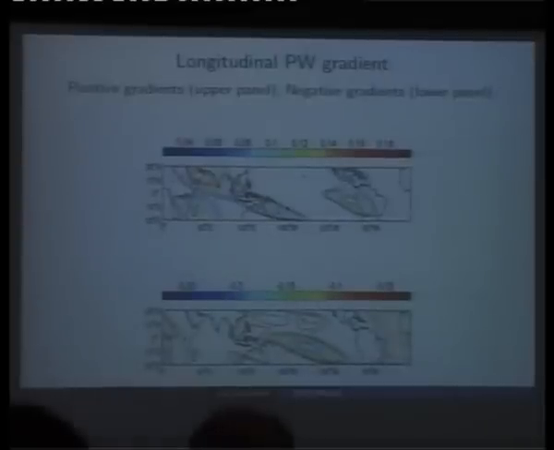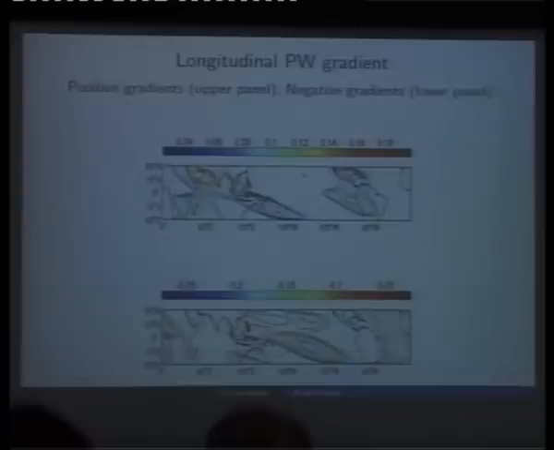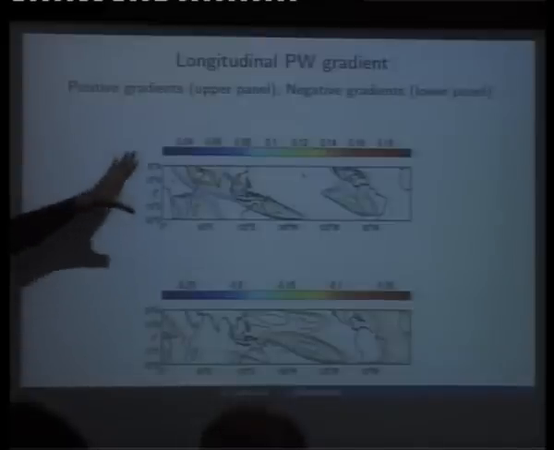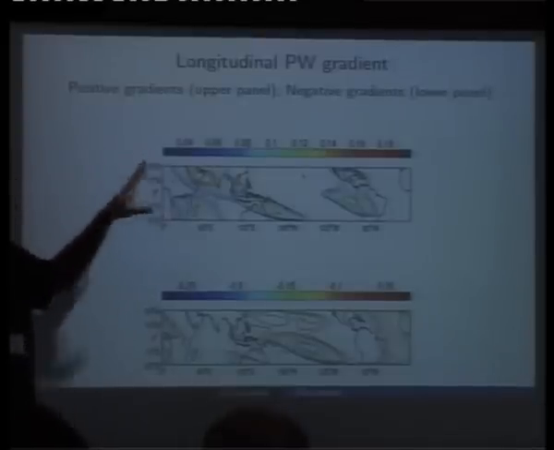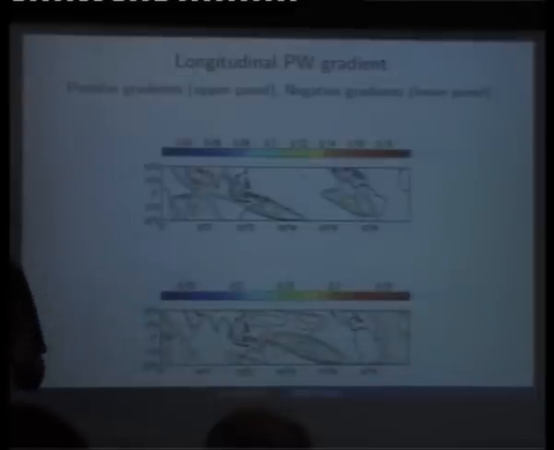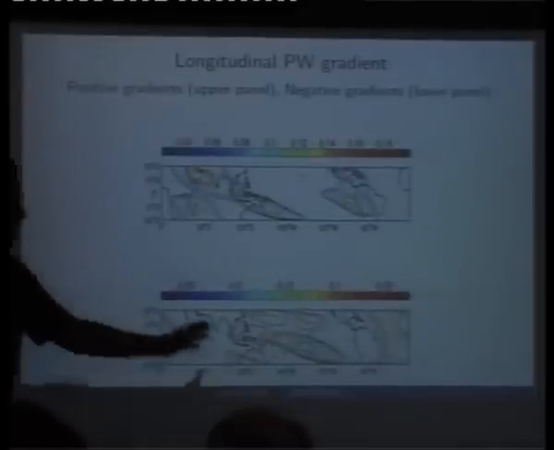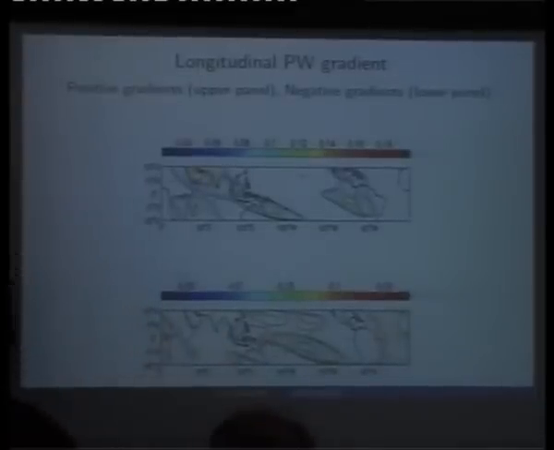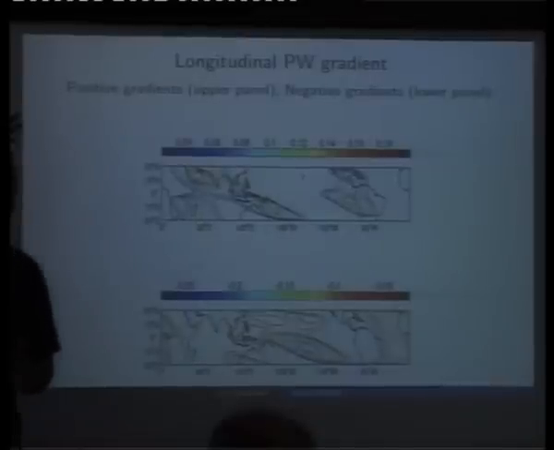I'm going to take the gradient of the precipitable water. Now, why am I looking at the gradient of precipitable water? This is something that hopefully will become clear by the end of the talk. For the time being, just look at these two panels. This shows you the contours, the positive contours. That is, these are the regions where the precipitable water is increasing as one goes from west to east.